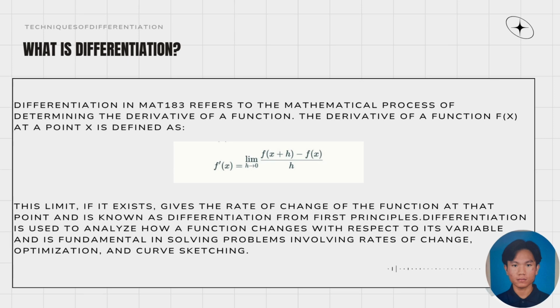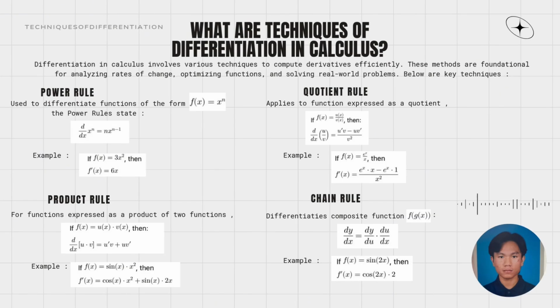This limit, if it exists, gives the rate of change of the function at that point and is known as differentiation from first principles. Differentiation is used to analyze how a function changes with respect to its variable and is fundamental in solving problems involving rates of change, optimization, and curve sketching. Let's move to the next part.